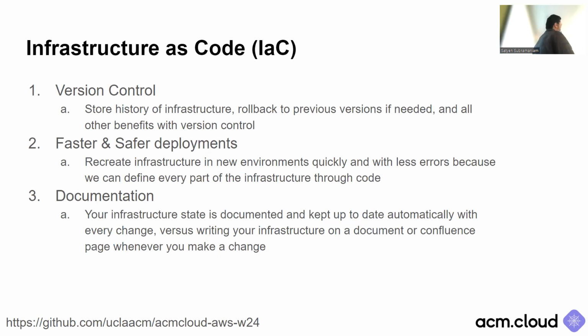So it's a lot faster to duplicate an environment somewhere else. And because it's a machine running through those requests, it's always going to produce the same outputs instead of us doing it one by one. And also documentation. With infrastructure as code, your infrastructure state is actually documented and kept up to date automatically with every change that you want to run.